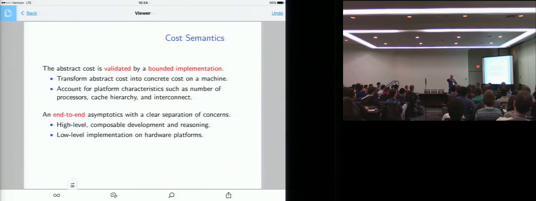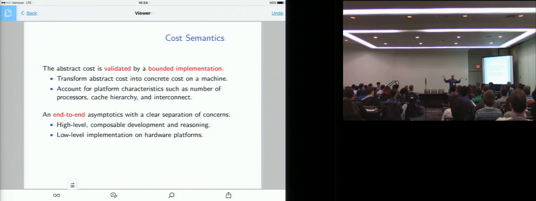Now, if you're making up costs, you're going to say to yourself, well, what's to stop you from saying everything costs zero? That's a good question. The point is that there has to be some accounting for reality. This is where the meetup with the traditional approaches of algorithm analysis comes in: we have to build what is called a bounded implementation.